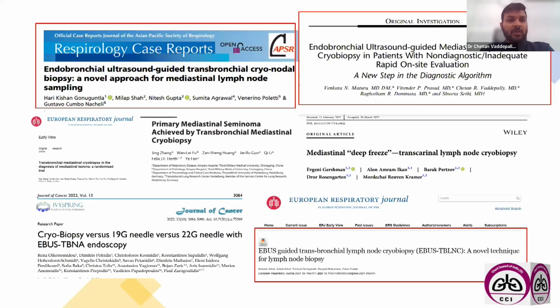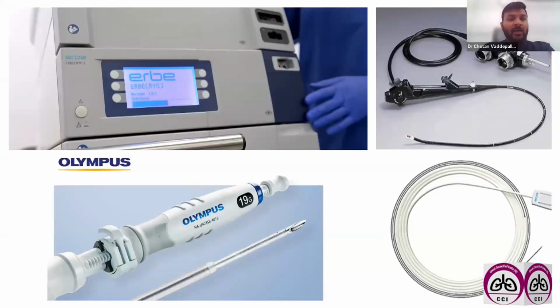This technique was first reported in 2019, where they reported a primary mediastinal seminoma diagnosed by transbronchial mediastinal cryobiopsy. Since then, there is emerging data about the efficacy and safety of this procedure from all over the world, and I'm glad there's significant contribution from our Indian interventional pulmonologists. This is the equipment that we use at our center. We use an Olympus EBUS scope and a 19G flex needle for the conventional TBNA, and a 1.1 mm cryoprobe.